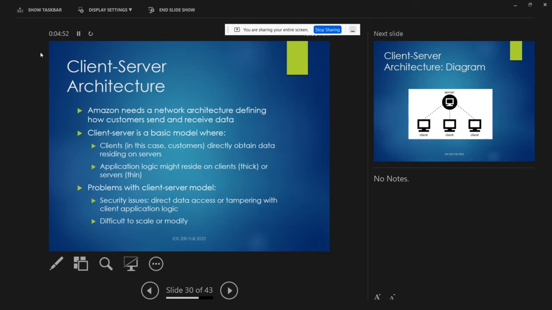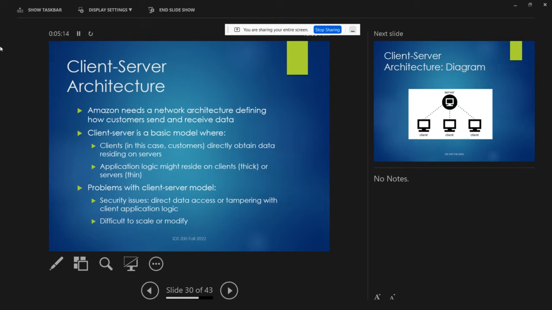So Amazon, of course, needs a network architecture defining how clients send and receive data. In the basic client server model, clients directly obtain data residing on servers. The application logic, the actual application program that runs, might be a thick one that runs mostly on the client machine, or a thin one that runs mostly on the server, but obviously it's got to be on one or the other.